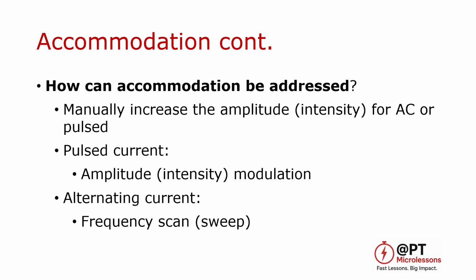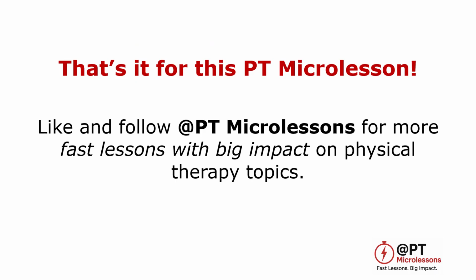Now, let's look at options for addressing accommodation. One option is to manually increase the intensity amplitude during treatment. For pulse current, many devices use a modulation setting that gradually decreases and then returns the intensity to its original level. With alternating current, a frequency scan, often called a sweep, is used to vary the stimulus and help reduce accommodation. That's it for this PT Microlesson.